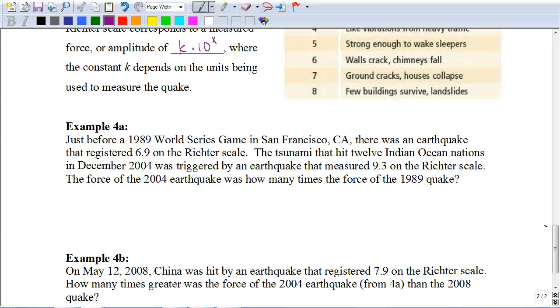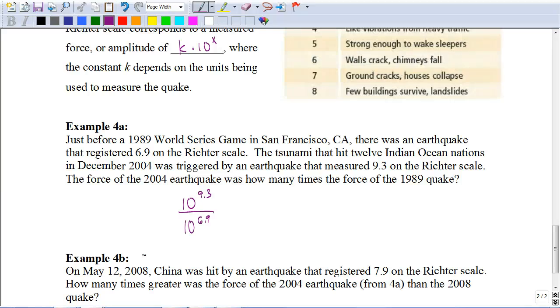We're going to divide these. We're trying to figure out how many times more intense the more recent one is, which was 10 to the 9.3, than the 1989 earthquake, which was 10 to the 6.9 power. Now really it's k times each of these, but if I take k times 10 to the 9.3 divided by k times 10 to the 6.9, the value of k is the same for both, so they cancel out. So you really don't need to worry about that k. It's going to be, again, 10 to the 9.3 divided by 10 to the 6.9.